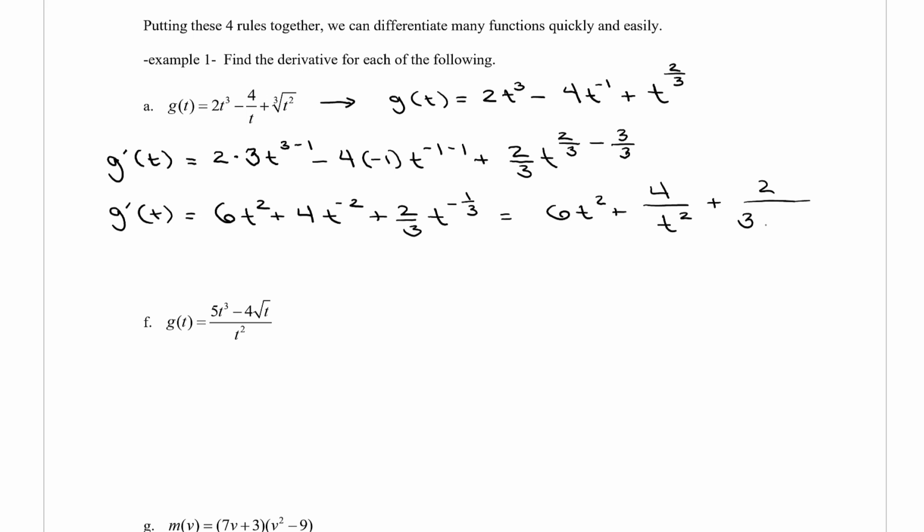I'm going to go ahead and box in these two last answers, because either one would be a perfectly fine way of writing your final answer.